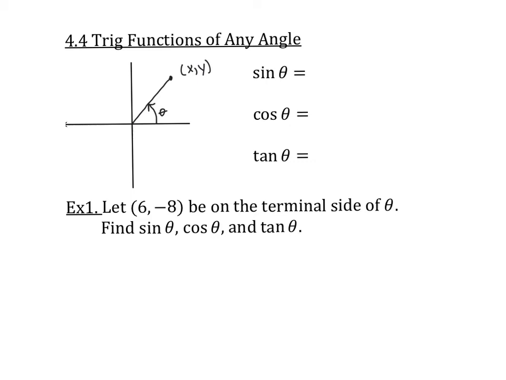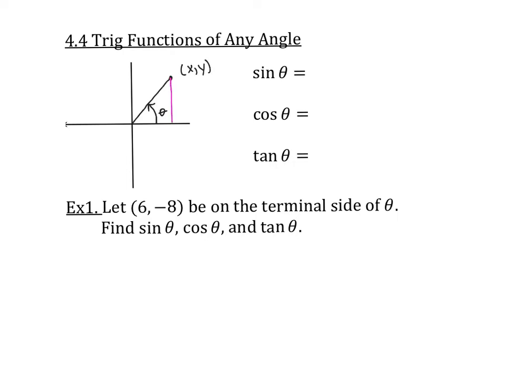Section 4.4 is trig functions of any angle. What this really just means, we're going to leave quadrant 1. We've been hanging out in quadrant 1 for the first 3 sections of this chapter. Now we're going to go to different quadrants, but we're basically going to do the same thing. So I happen to draw x, y in quadrant 1 to start with, so we can come up with the general rules for this. This is not a unit circle.